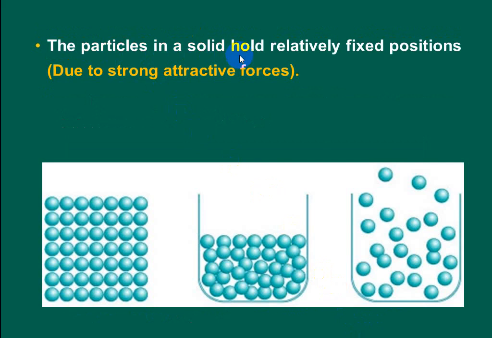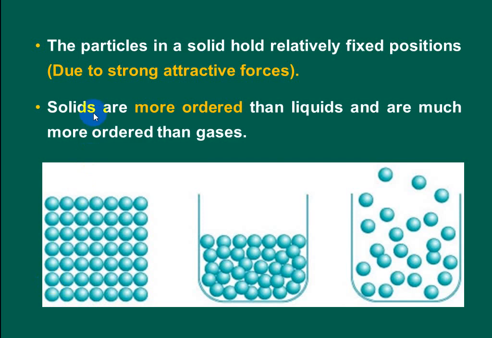The particles in a solid are held relatively in fixed positions. Why? Due to the strong attractive force between the particles. The particles attract each other strongly, so they do not move from their positions. They can only vibrate around their positions. Solids are more ordered than liquids and much more ordered than gases. As you can see here, the particles of a solid are ordered more than liquids, and more than gases.